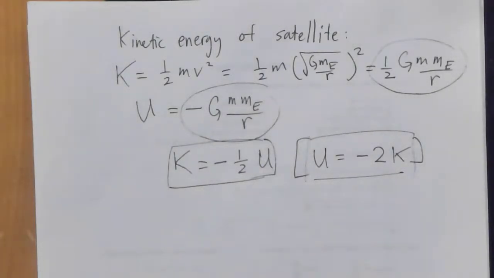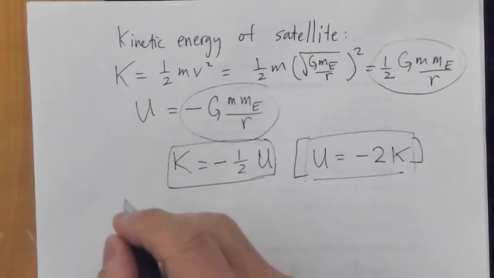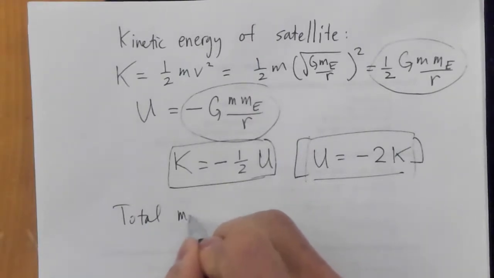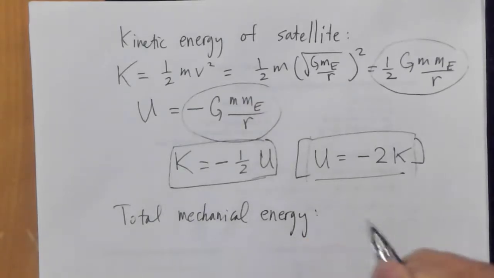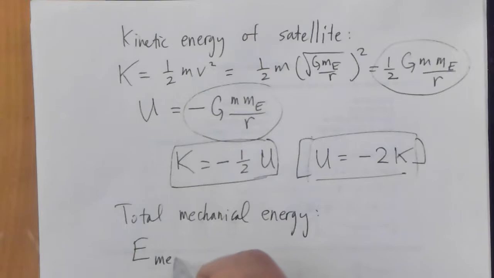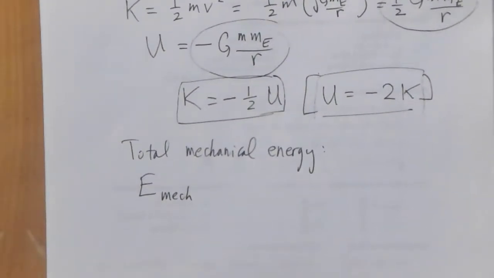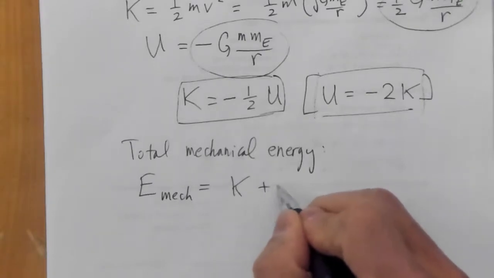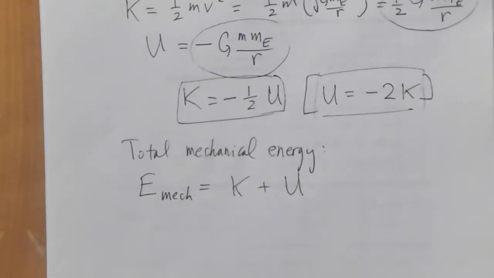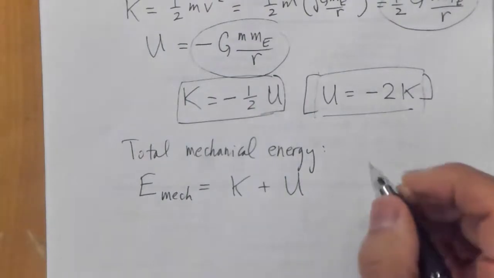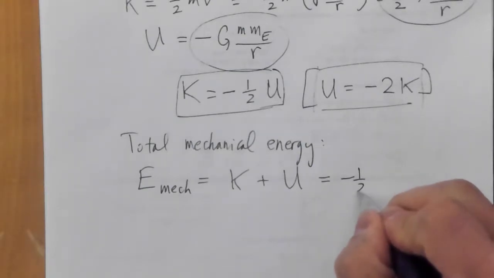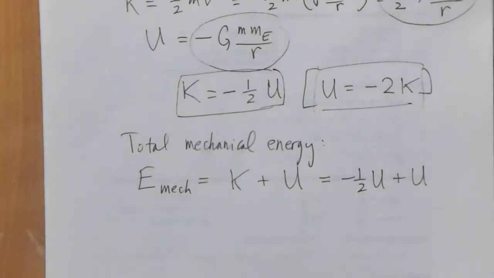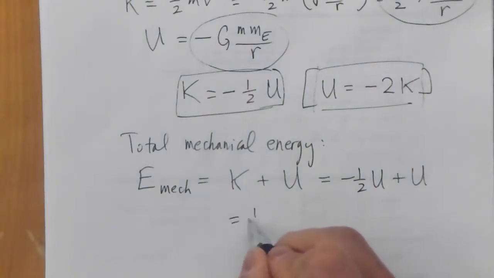Okay. Now let's talk about the total mechanical energy, adding up both together. So that's E mechanical. That is going to be K plus U. Okay. Now, if I have K as -1/2 U, I can replace it, and so I end up with 1/2 U.